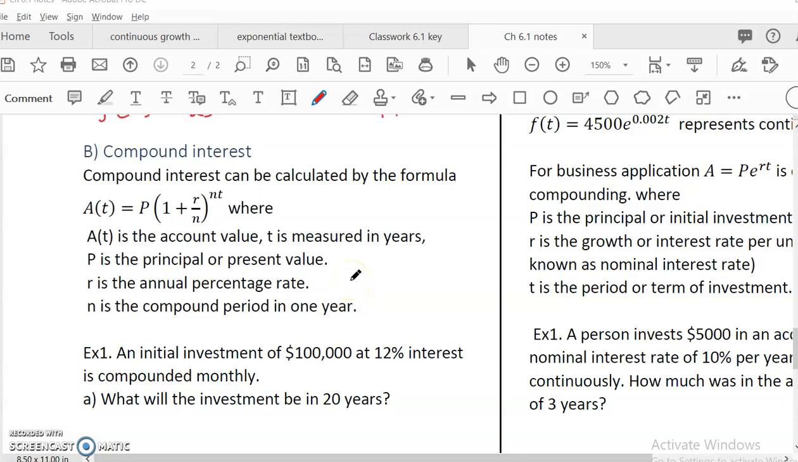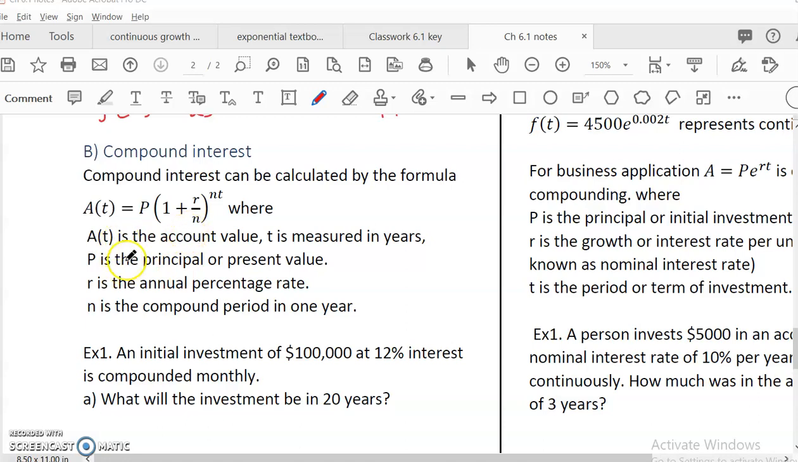So we know if we put money into the bank, they will give us interest periodically. They credit it into the account. If we don't take it out, we just leave it inside the same account. That particular additional amount will also gain interest.